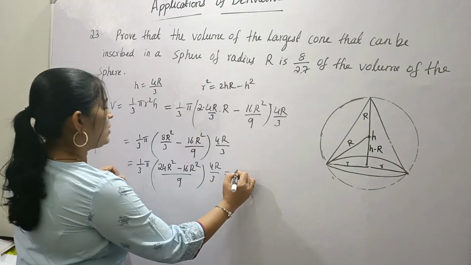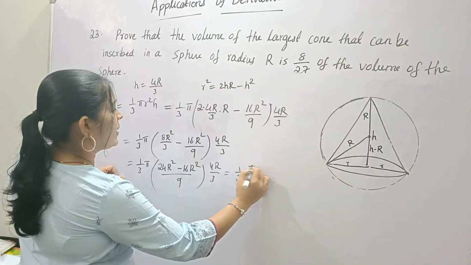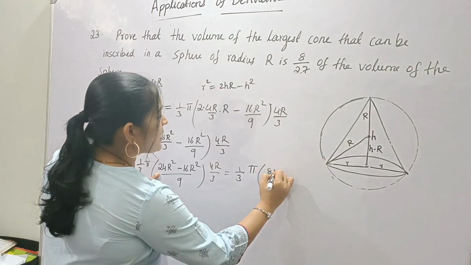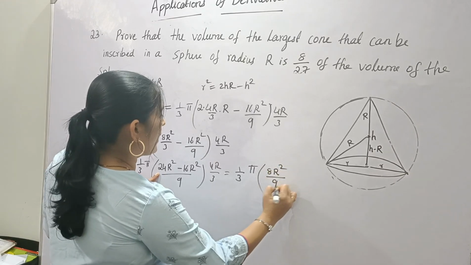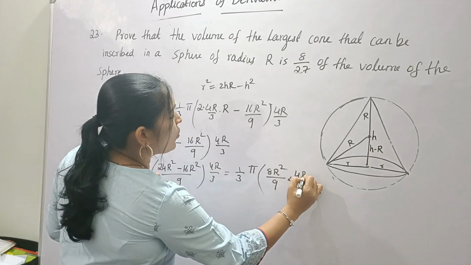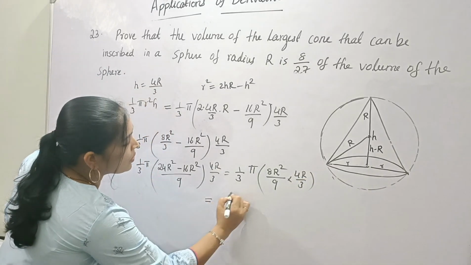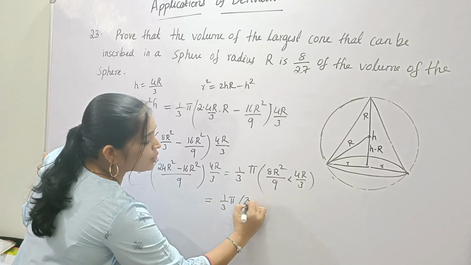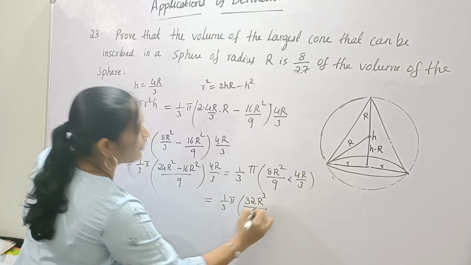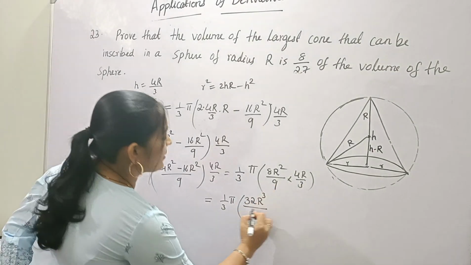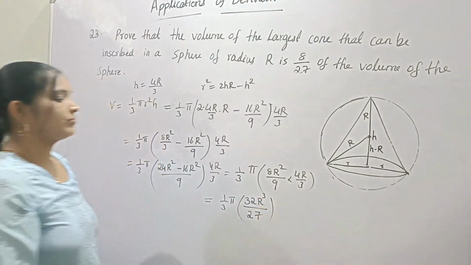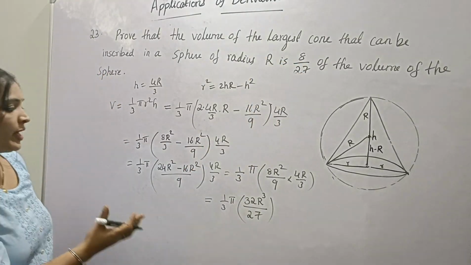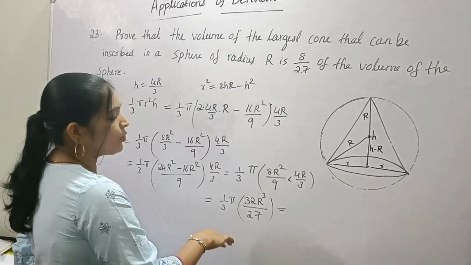That is equal to 1/3 π into, see, 24 minus 16, that is 8r² divided by 9 into 4r/3. That is equal to 1/3 π into 8 into 4, 32 r³ divided by 27. Okay, so here we have to prove 8/27 of the volume of the sphere, right? So let's take 8/27 outside.